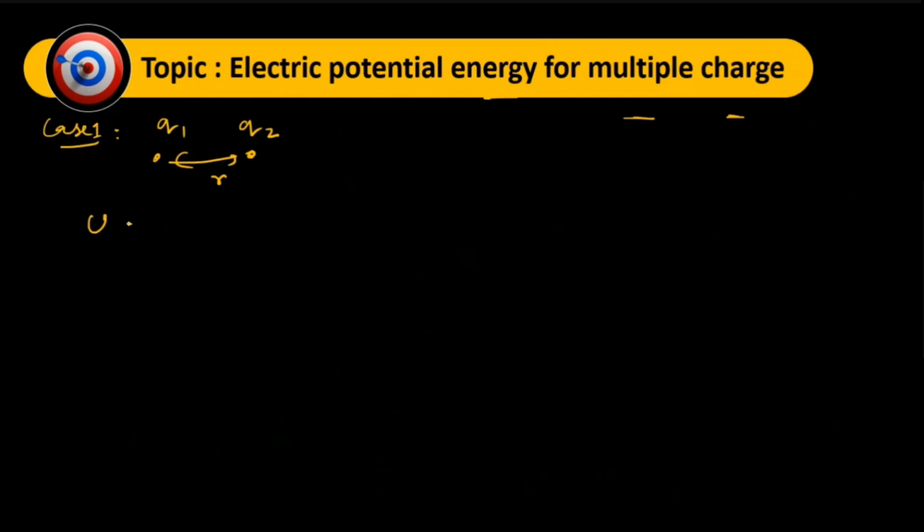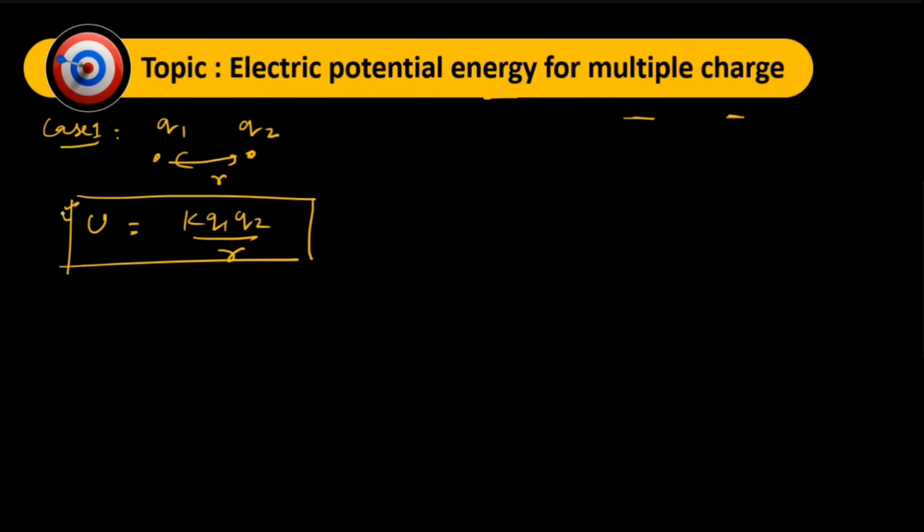So we'll simply say that U is nothing but K Q1 Q2 by R. That is the formula of potential energy. Just remember it this way only. Case 2. If we had three charges, Q1, Q2, Q3, then what is the potential energy of the system, assuming every charge is separated by the same distance A?